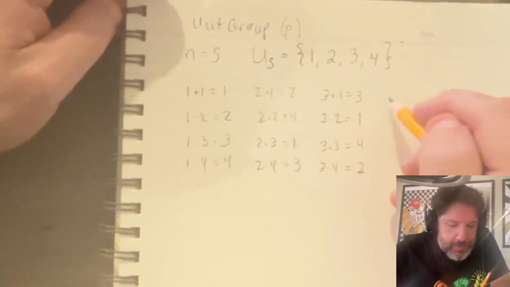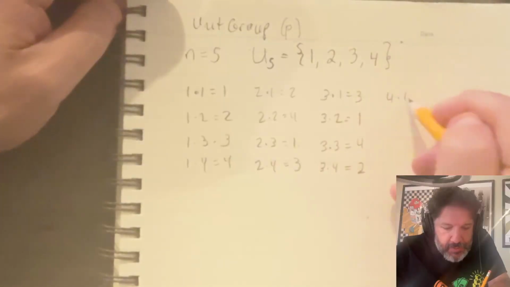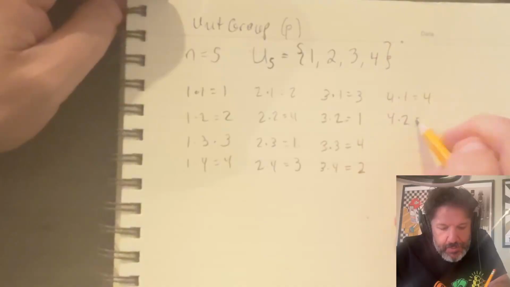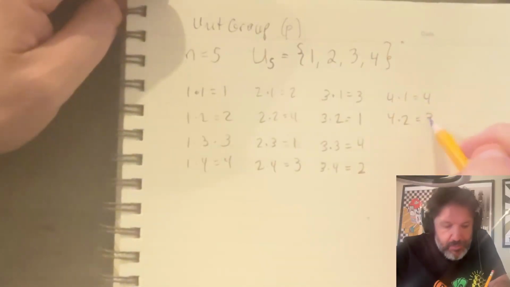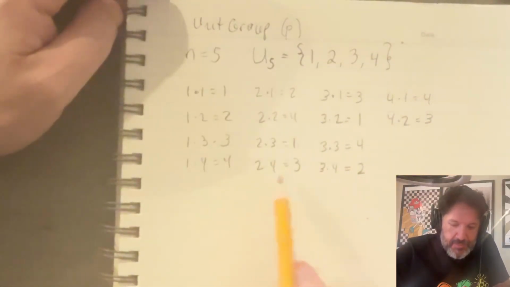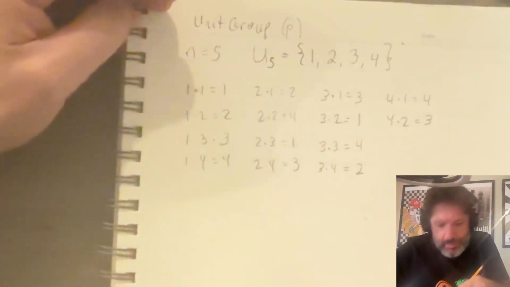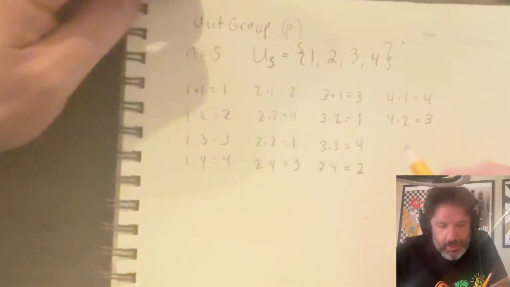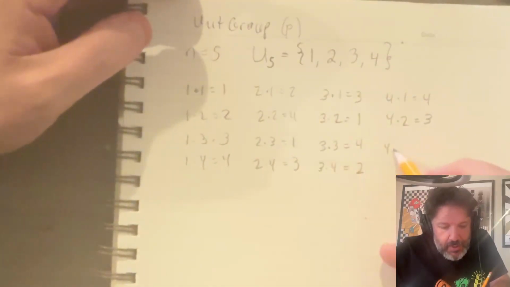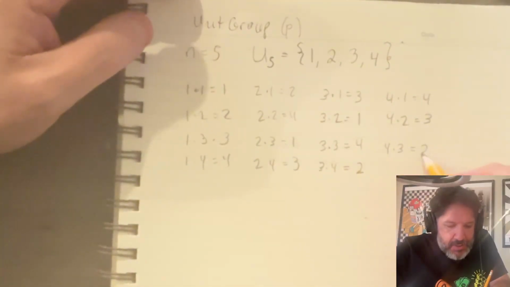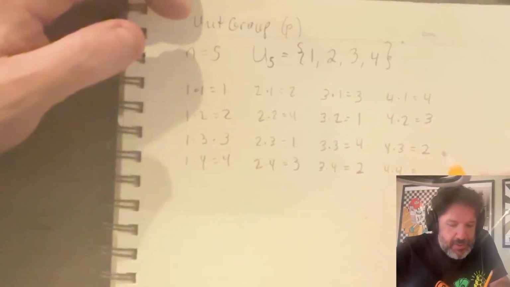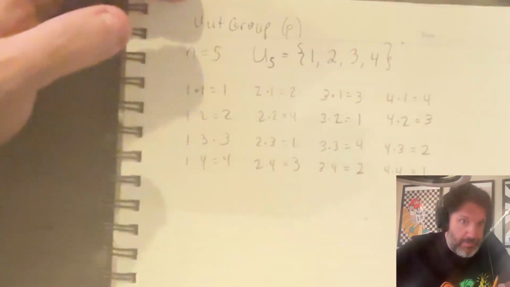Okay, let's do 4. 4 times 1 equals 4. 4 times 2 equals 3, which happens to also equal 2 times 4. So maybe, again, it really is starting to look like we have an abelian group. That is cool too. 4 times 3 is 2. And 4 times 4 is 1.